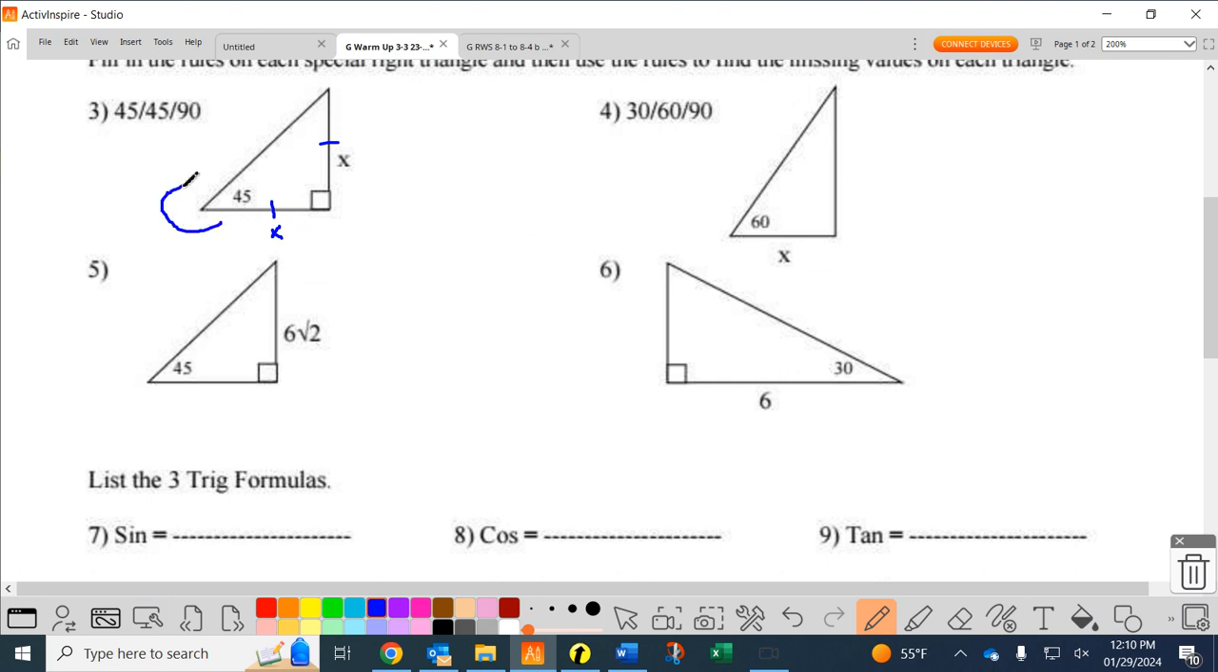Radical 2. And since we are going from the leg to the hypotenuse, we would be multiplying by radical 2. That makes this x square roots of 2. That's it. Don't make it complicated. That's what it looks like on your formula sheet. It tells you the magic number.